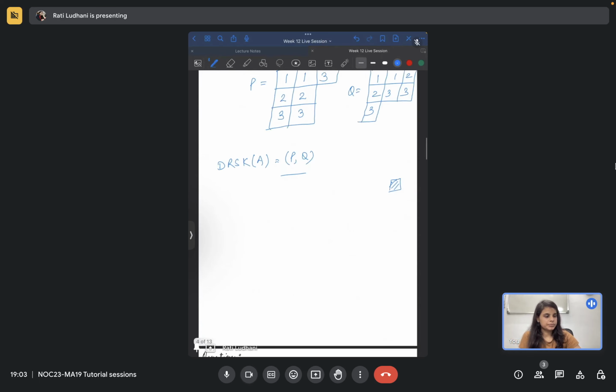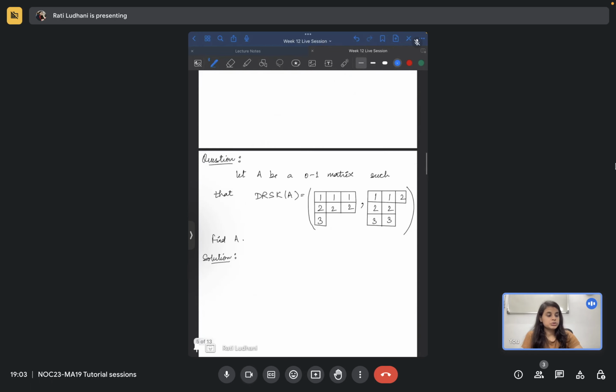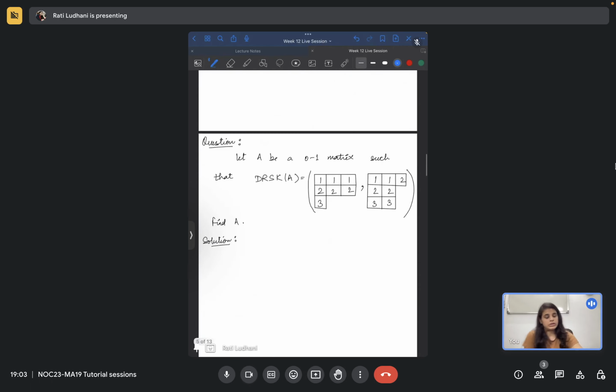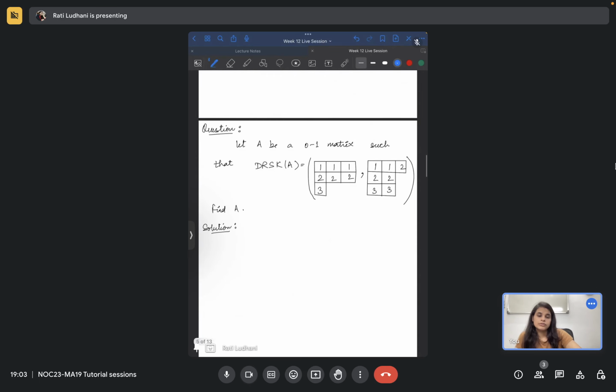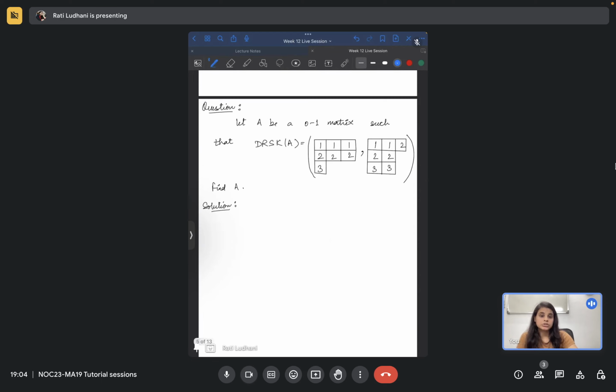Let's move to the next question then. Now what you need to do is find A when you are given the dual of RSK. Let's see. So now you have P and Q. DRSK of A is given to be 1 1 1 2 2 2 3 on one side, and 1 1 2 2 2 3 3 on the other.